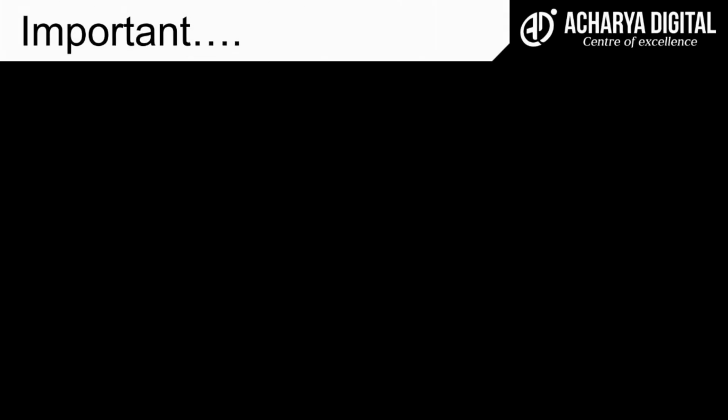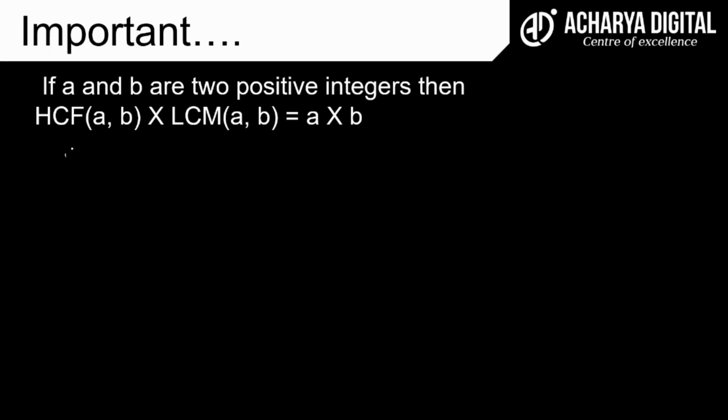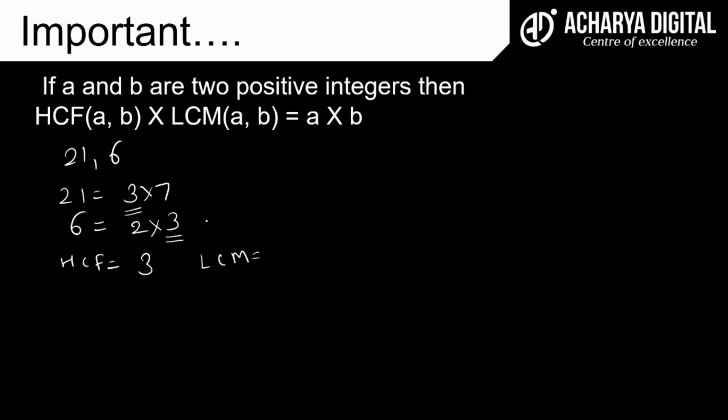Now let us see the next part, which is very important. Number 1, if A and B are two positive integers, then HCF of A and B multiplied by LCM of A and B is same as A multiplied by B. Let us take one example. If you have numbers like 21 and 6. So if I find out factors for 21, it will be 3 sevens are. For 6, it will be 2 threes are. So here 3 is common. If I want to find out HCF, it is 3. LCM will be common and uncommon. All numbers you have to consider. So it comes to be 42.